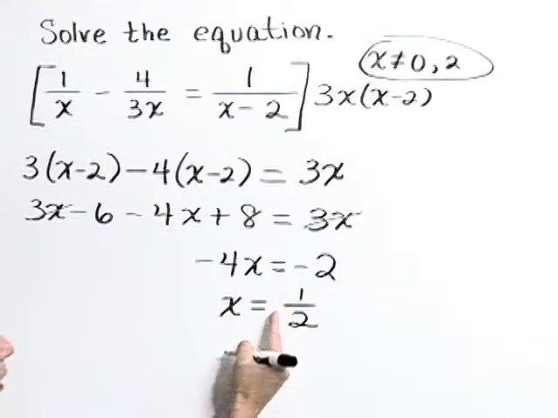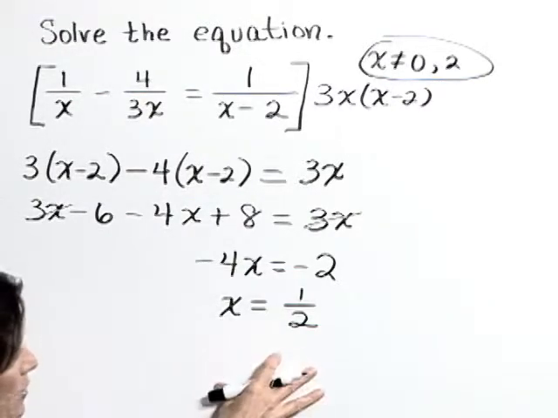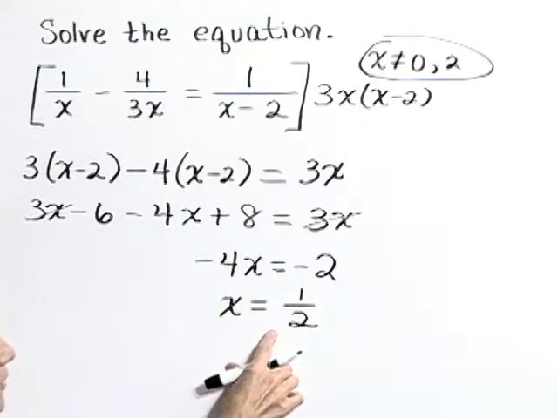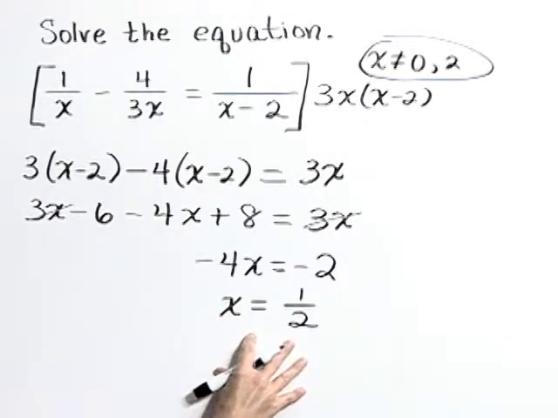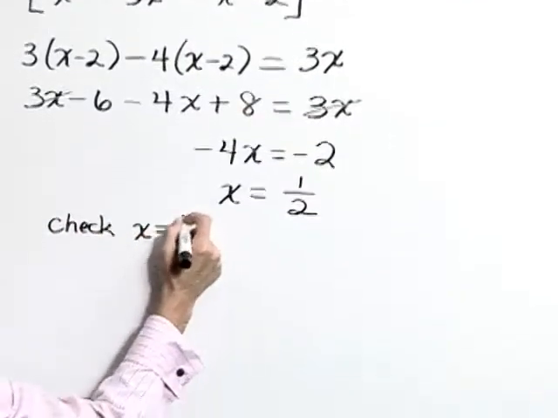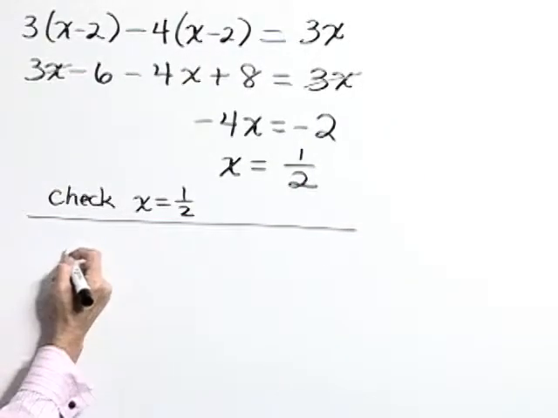Now notice that 1/2 does not cause a 0 denominator. Remember our previous restriction that x can't be 0, x can't be 2. So as long as we've done our algebra correctly, this is the correct solution. But let's go ahead and check it anyway. So let's check x equal 1/2 in the original equation.